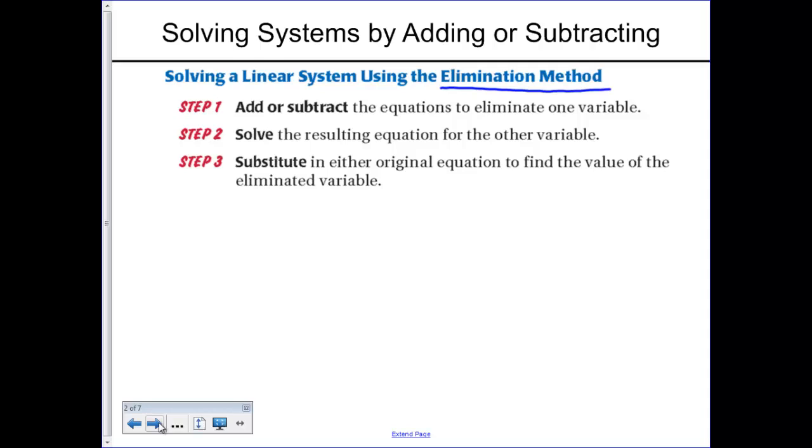Here are the steps. Step 1, we add or subtract the equations to eliminate one of the variables. Step 2, we solve the resulting equation for the other variable that's still in the problem. And step 3, we substitute that answer into one of the original equations and solve for the unknown variable that was eliminated to start with in step 1.